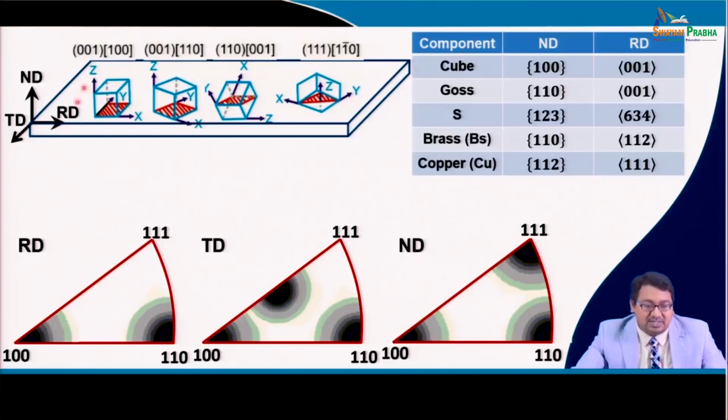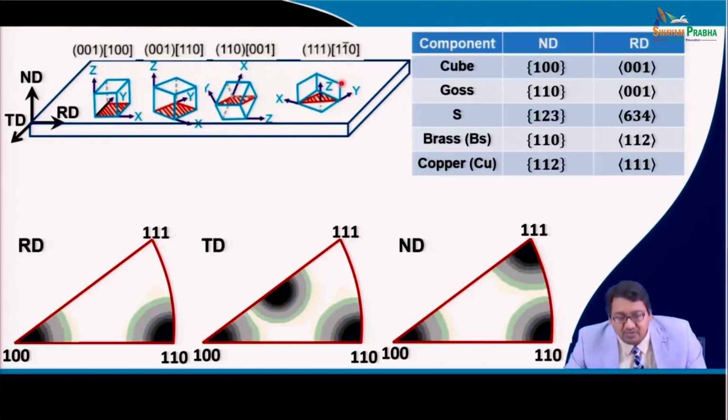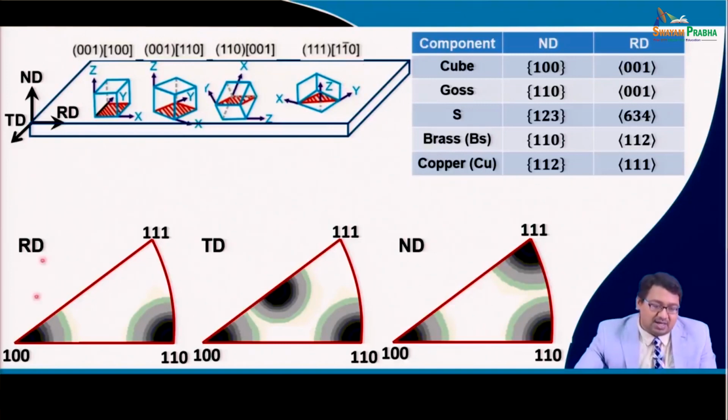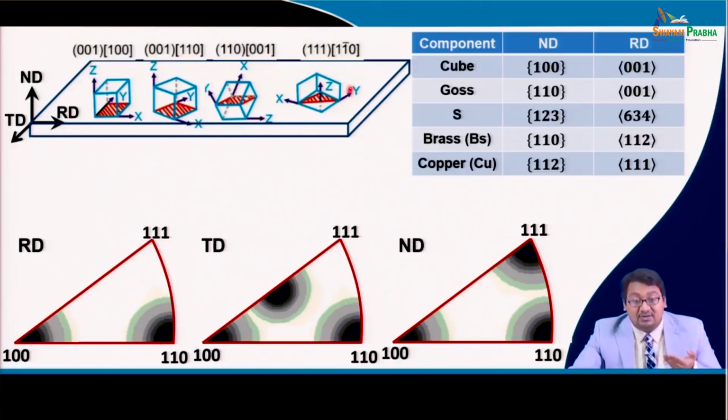So, it can be cube texture, it can be rotated cube too, it has intensity points at 110. So, it can be gauss texture, it has intensity point at 111. So, it could be 111 1 bar 0. Now, let us look into the RD, and we see that RD is parallel to 100, and thereby it can represent this cube component. The RD is also parallel to 110, so it can represent the rotated cube component. RD parallel to 100 represents the gauss texture too, and RD also represents this texture.